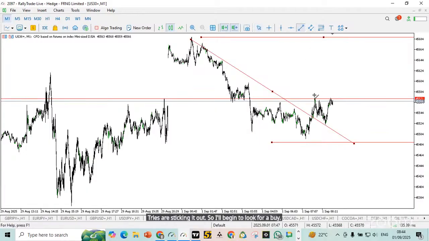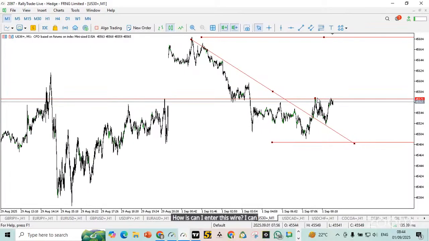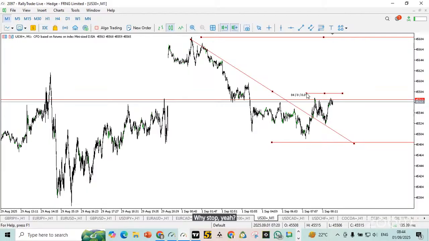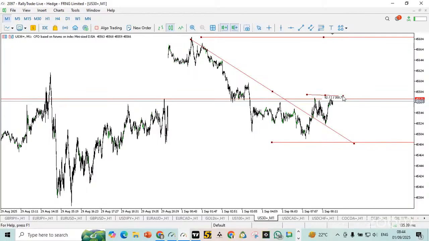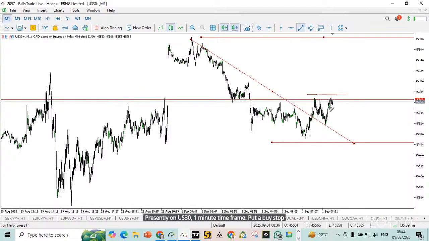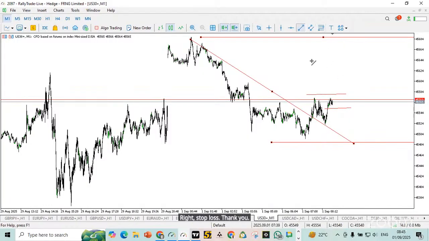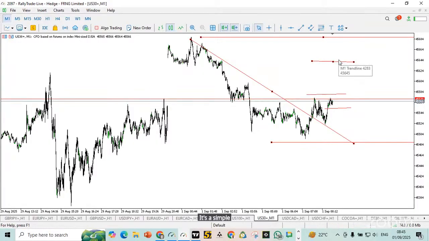How else can I enter this buy? I can simply use the buy stop here. You see, a buy stop here. I'm presently on the US 30 1 minute time frame. I put a buy stop here, and then my stop loss can just be here. Buy stop, stop loss, and do 1:2.